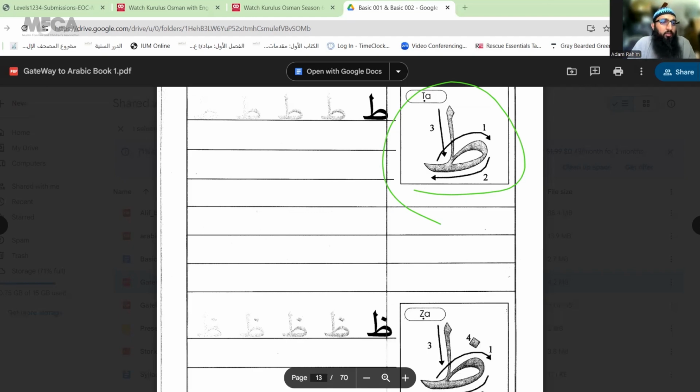Let's get some practice with that. Brother Hussein, please say the name of this letter. Ba. Very good. Sister Melissa.